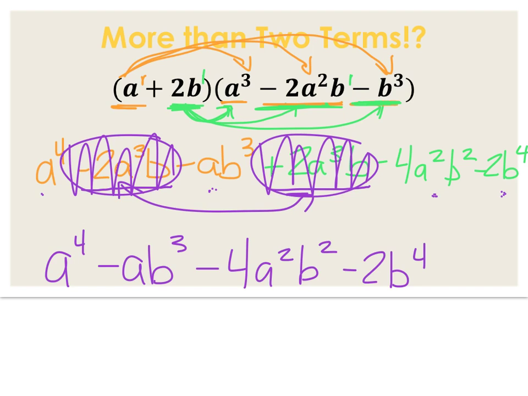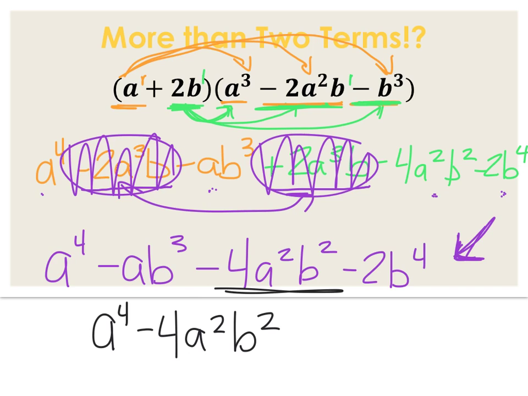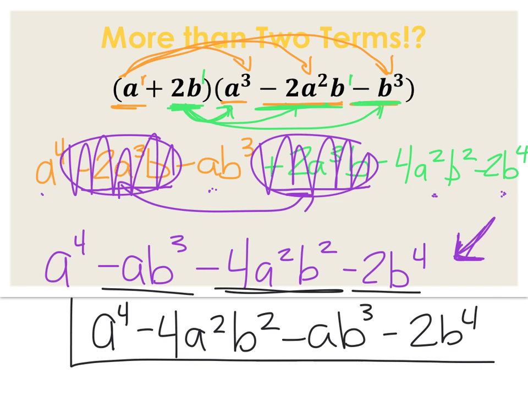On a test, however, if you left your answer like this, I would take off some points because it's not in the correct order. A to the fourth is written first because it has the most a's. But this guy has 2 a's, so he needs to be actually written second. Negative 4a squared b squared. He has 1a, so he's next. And then this guy doesn't have any a's, so he is last. And this is your final answer.